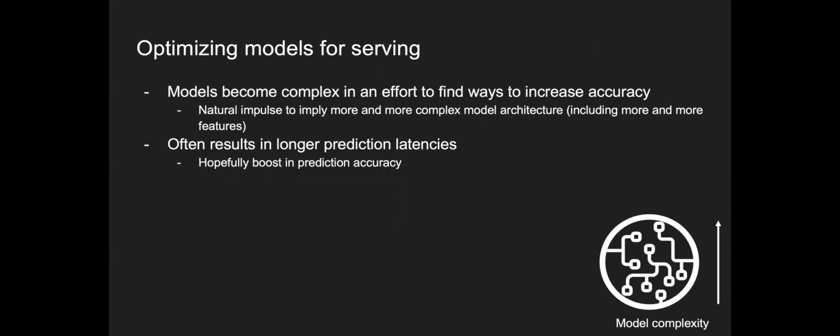As you have probably seen now while working with your project, models become complex in an effort to find ways to increase your accuracy. The natural impulse is to employ more and more complex model architectures, and this could also include more and more features. This often results in longer prediction latency, but hopefully boosts prediction accuracy.